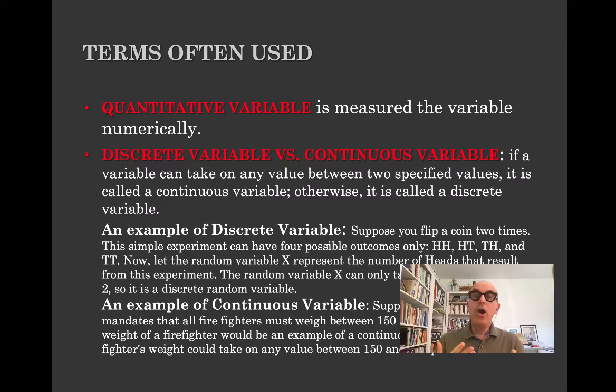In this class, we're going to focus on quantitative variables, which means numeric variables that are numerically scalable. And we're going to look at discrete variables versus continuous variables. An example of a discrete variable: if you flip a coin 2 times, this example has 4 possible outcomes. So in this case, the random variable x can have the value of 0 or 1 or 2, and that is a discrete random variable.